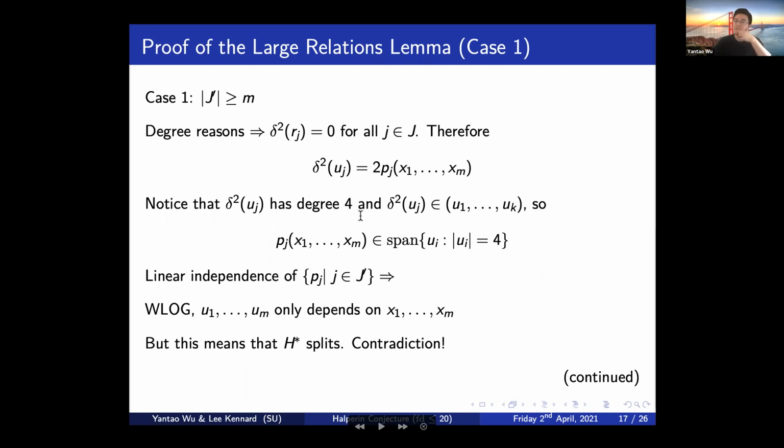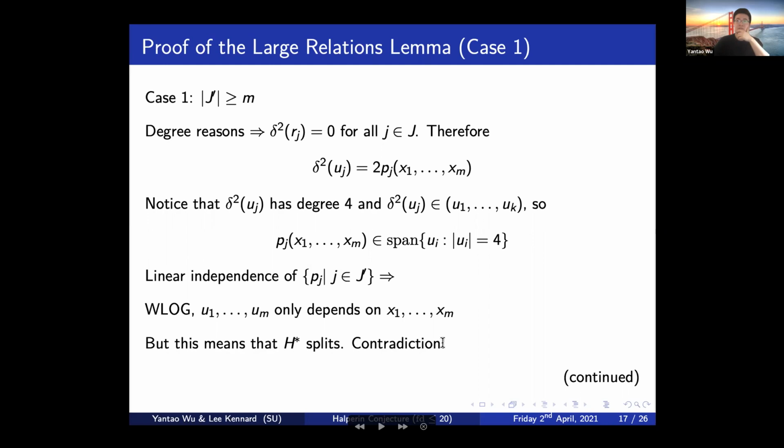Equivalently, it says that on the right-hand side, Pj, when the variables are substituted to be x1 through xm, is a polynomial in the linear span of the degree 4 relations, because degree 4 is the minimum degree. But on the other hand, we know something about linear independence, because when we chose the set J prime, we assumed linear independence. So after changing basis, we can assume that the first M relations depend only on the first M generators. But this precisely means that the pure module S star splits. And this contradicts our assumption that they do not split.